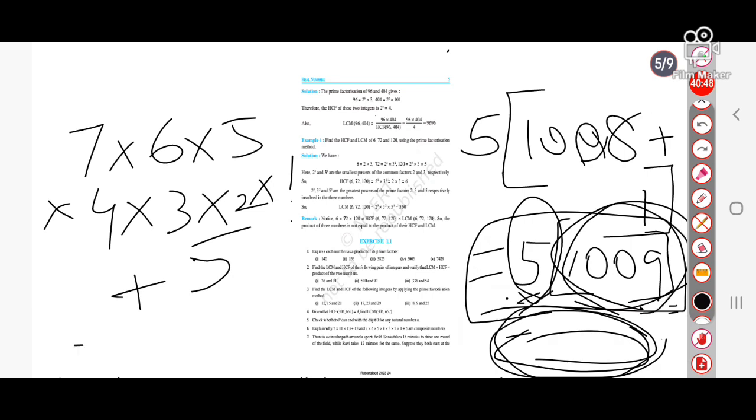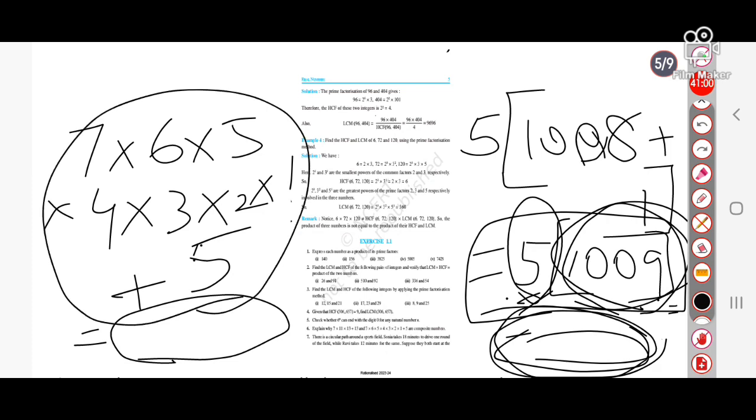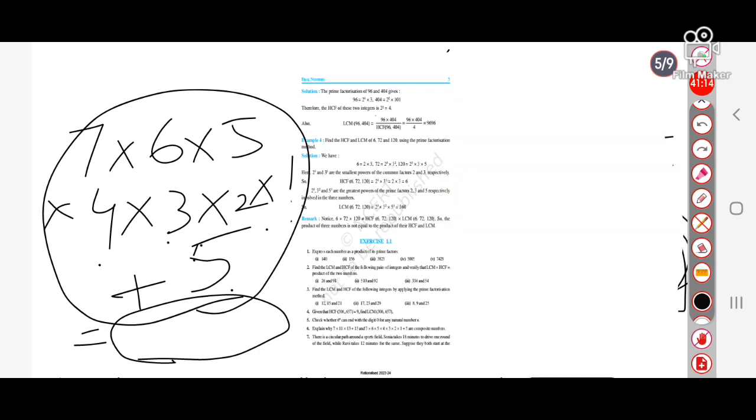So according to these calculations or criteria, upon conclusion we get a certain number that will be a composite number. So upon simplifying, 7 cross 6 cross 5 cross 4 cross 3 cross 2 cross 1 plus 5 is a composite number. We can conclude it by writing this whole thing and saying it is a composite number, right?